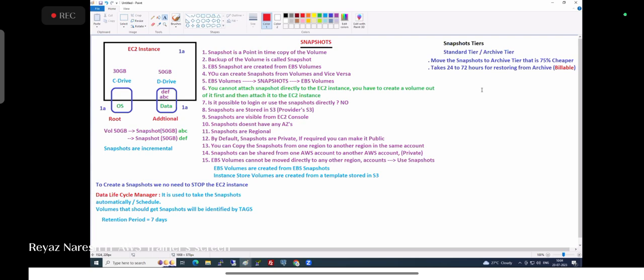No way, Daya. There is no way to hack the snapshots. No way, because it is within AWS only that you are sharing it, correct?